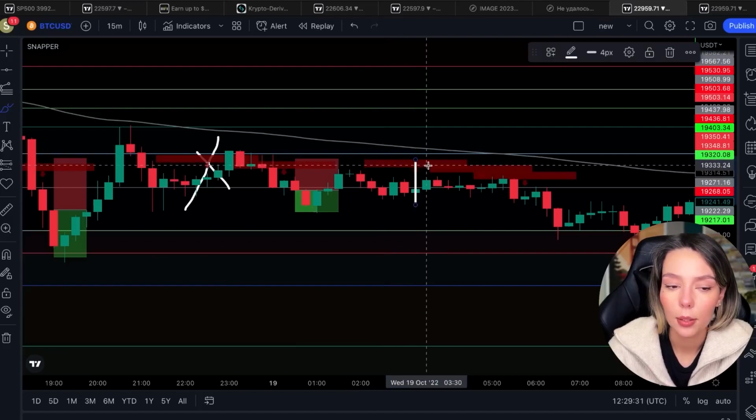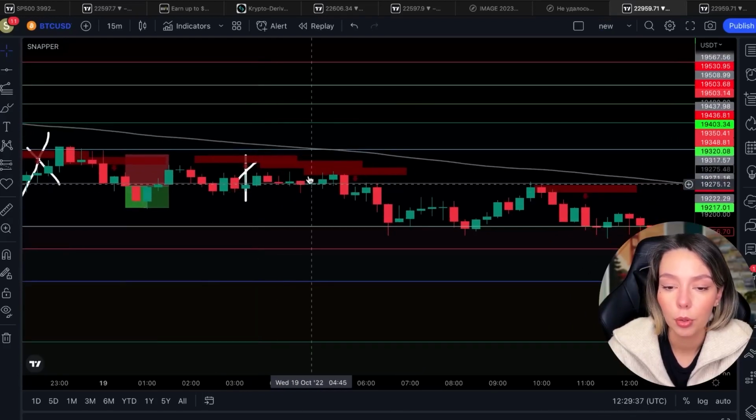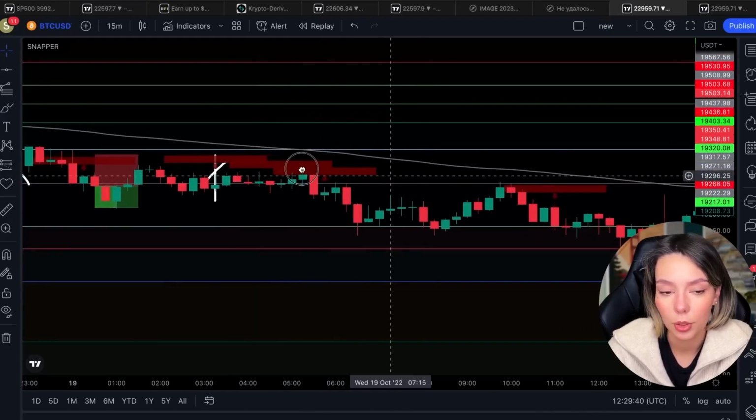So now a buy signal appears, but the price action is below the moving average. So we will ignore this, for it doesn't meet our conditions.